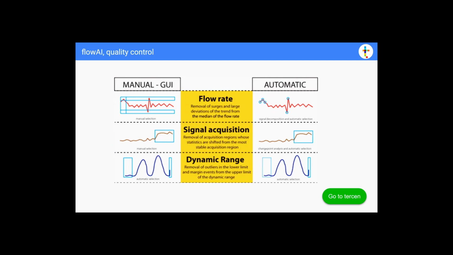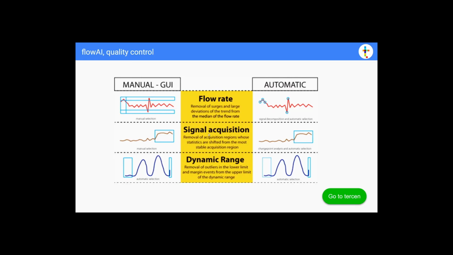So what kind of quality control you need to do? Because this is a machine and it's measuring with the laser, it's susceptible to quality issues like flow rate, and sometimes you get surges.